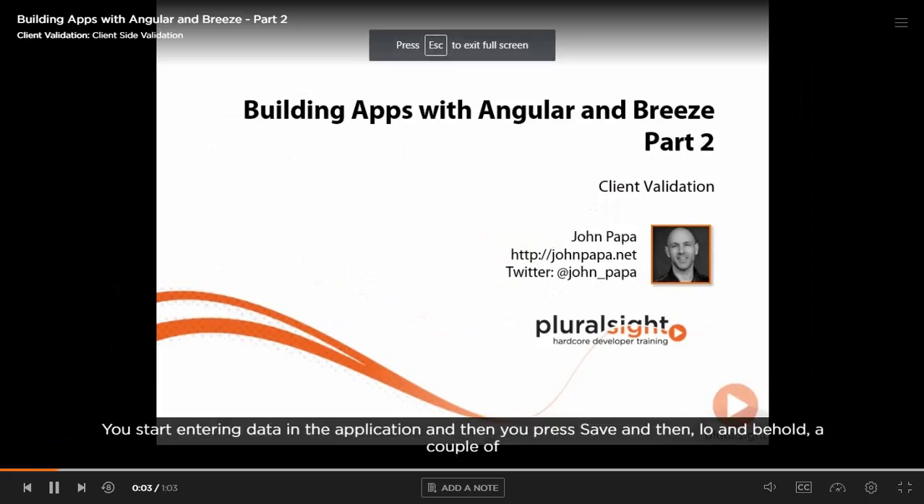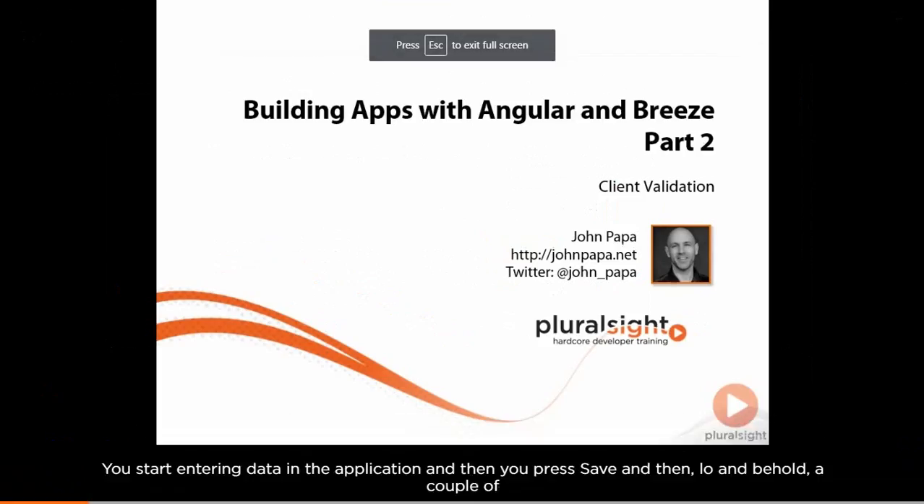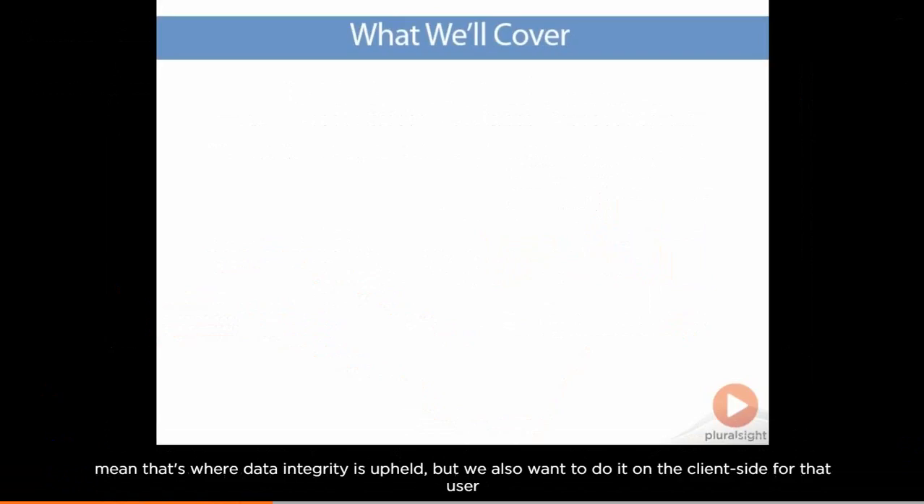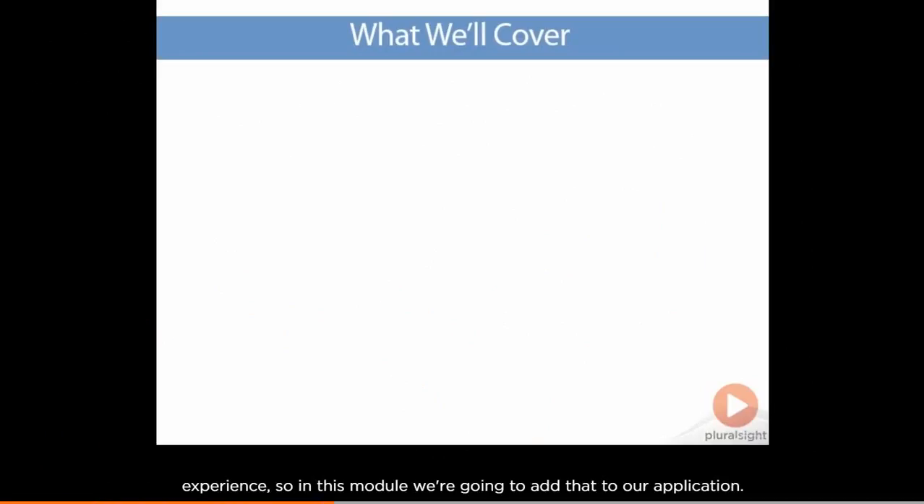You start entering data in the application, and then you press save, and then lo and behold, a couple of moments later, you get an error message saying you forgot to enter something, or this is in the wrong format. This is where client-side validation can really help you out. It's great that we do it on the server. I mean, that's where data integrity is upheld, but we also want to do it on the client side for that user experience. So in this module, we're going to add that to our application.